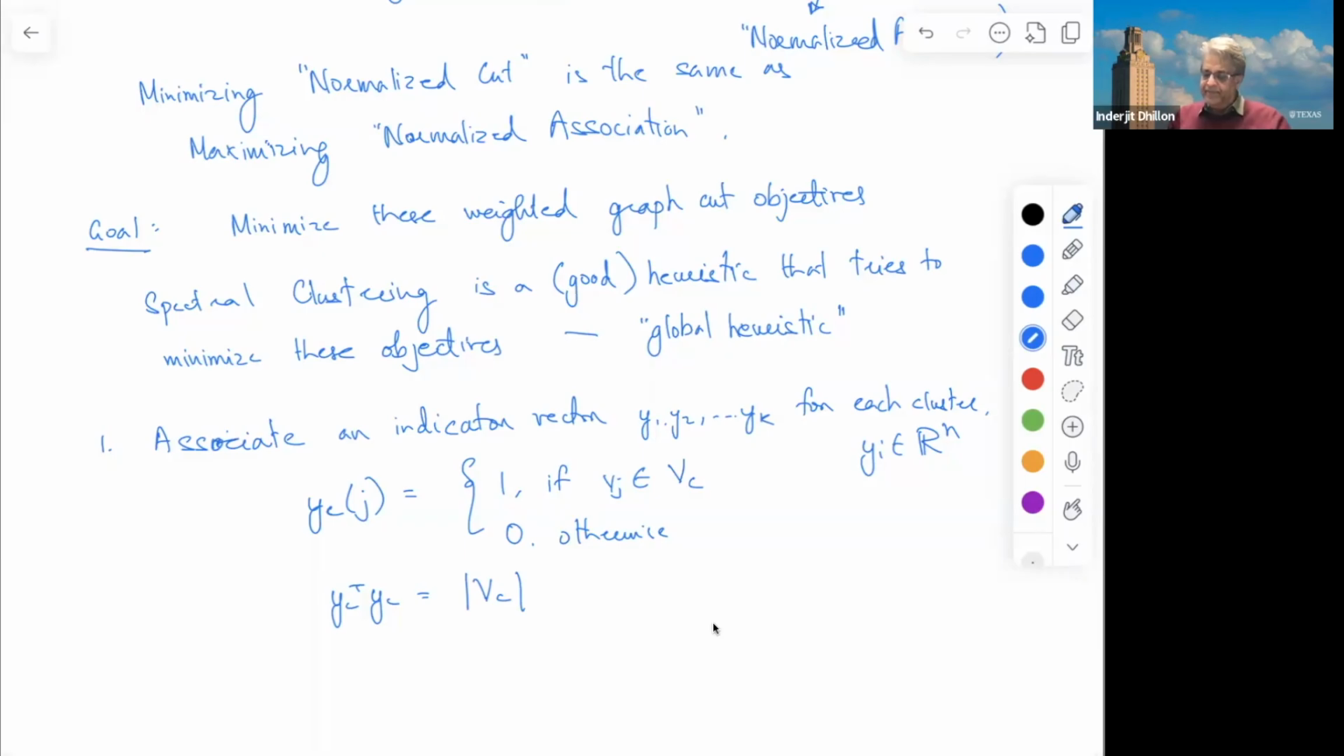And more interestingly, if I compute yc1 transpose yc2, then this is equal to 0 if c1 is not equal to c2, which means that yc1 and yc2 are orthogonal to each other.